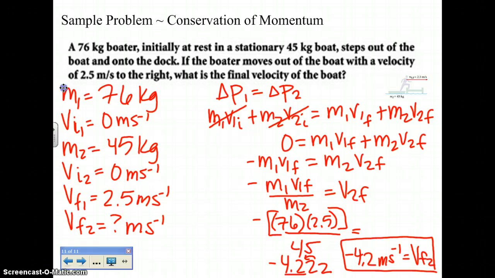So now you should work on your conservation of momentum worksheet, please.